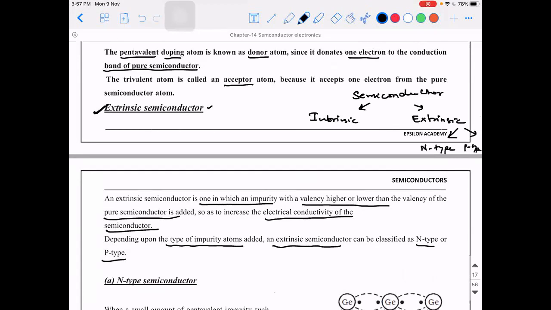So if you have written your record by now, you would have written something called a PN junction diode. There is an experiment like this. In that PN junction diode, P stands for P-type semiconductor, N stands for N-type semiconductor. So semiconductors are classified into intrinsic and extrinsic depending on the purity, and extrinsic is further subdivided into N-type and P-type depending on the type of impurity you add.